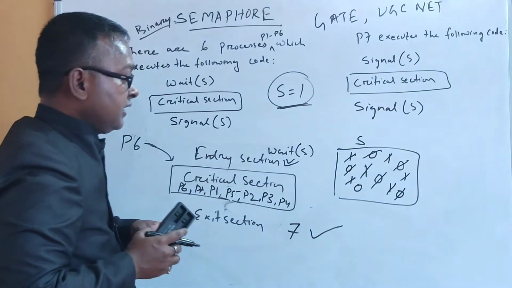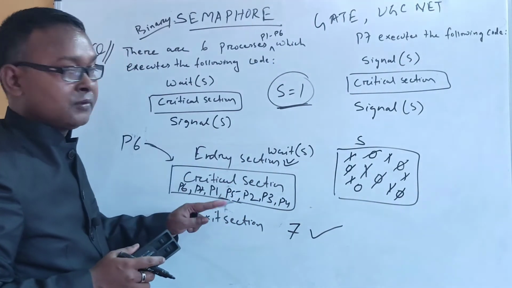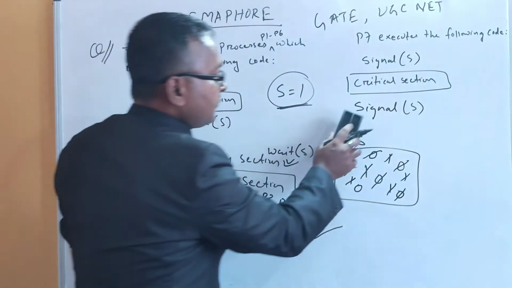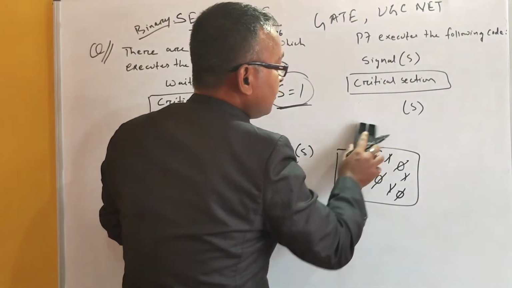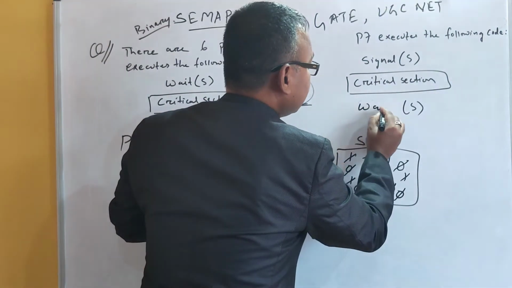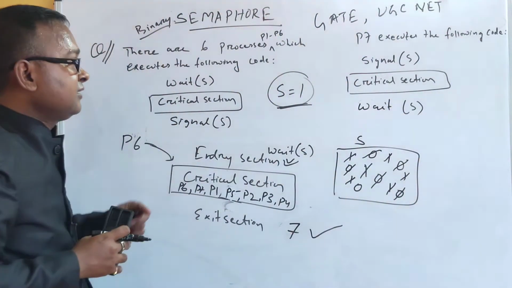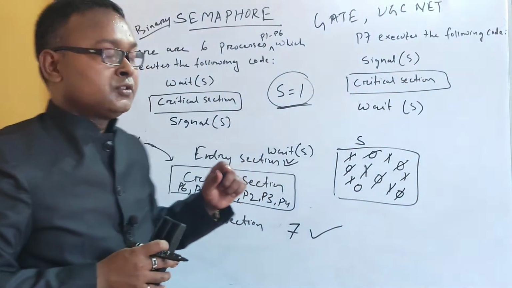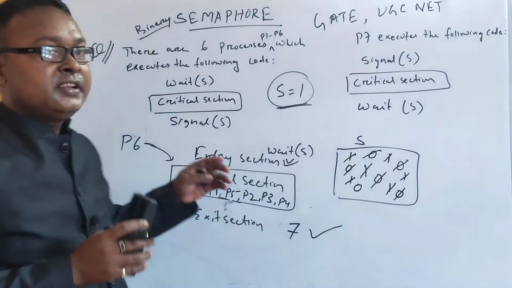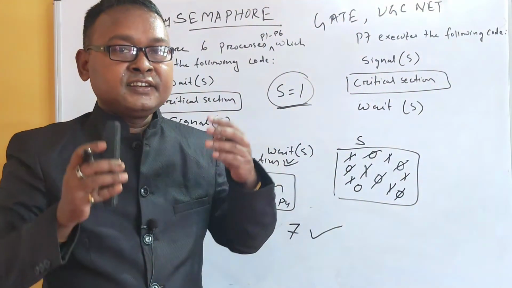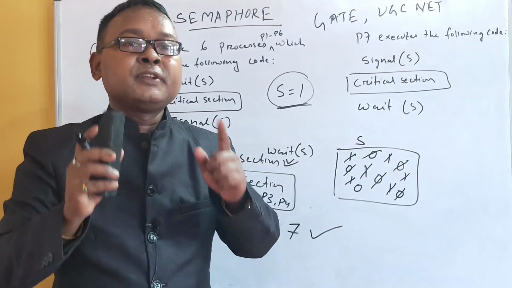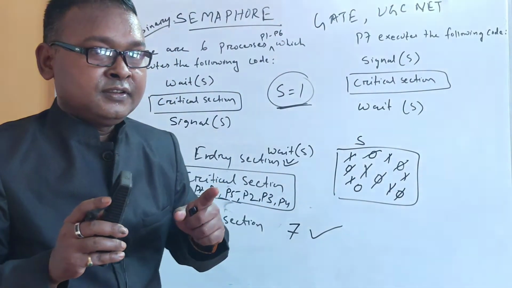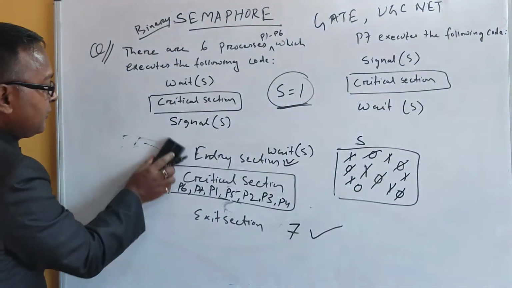Okay. So for example, this is the answer for this particular question, right? So I'll change one simple code here. I'll make it as wait. In this situation, this is the total question. The question asked is how many total number of processes can enter into the critical section at a given point of time. So in that situation, what will be your answer?